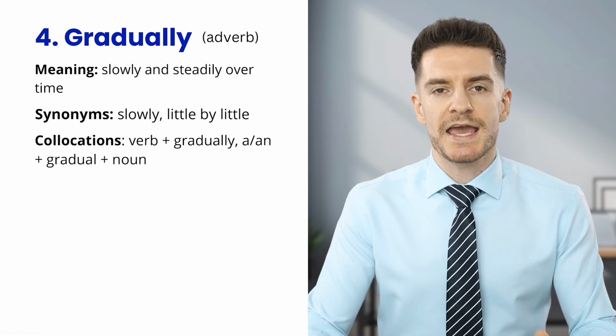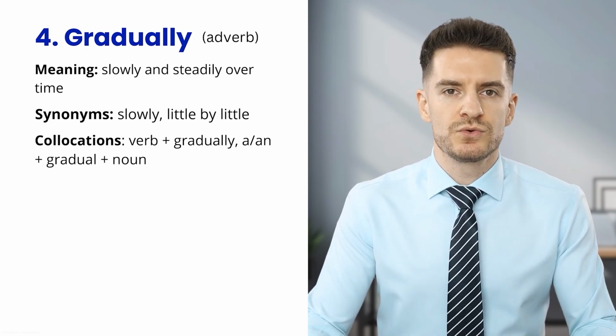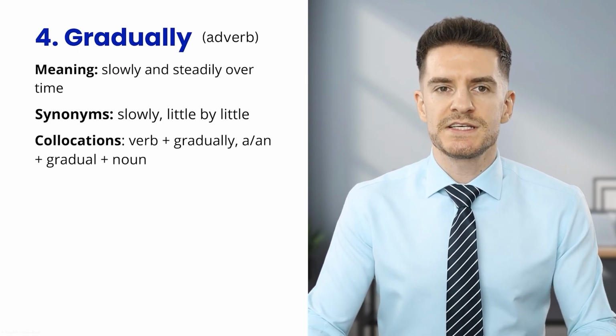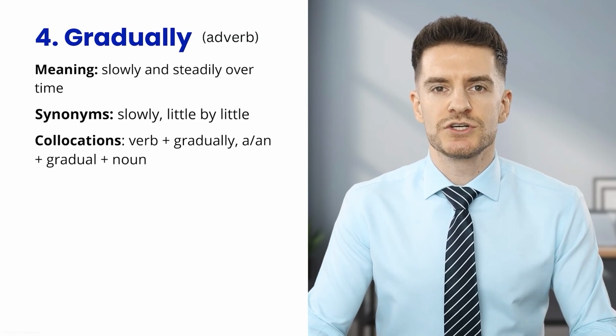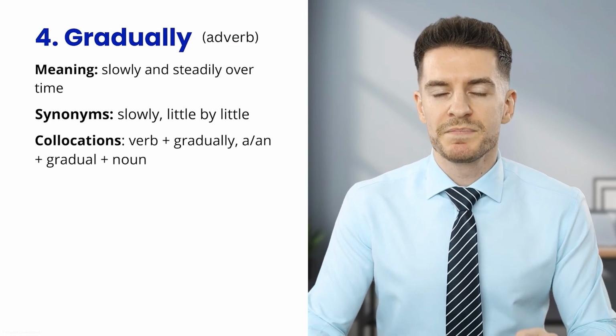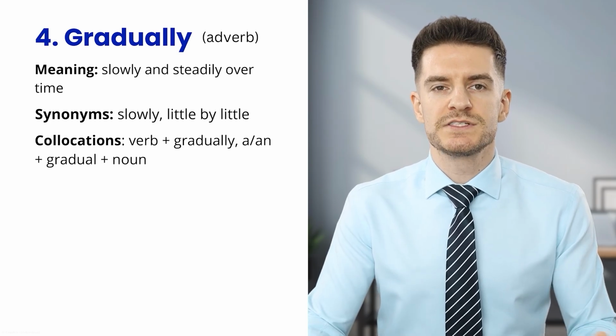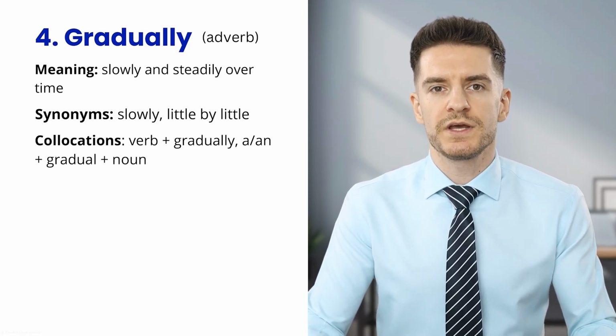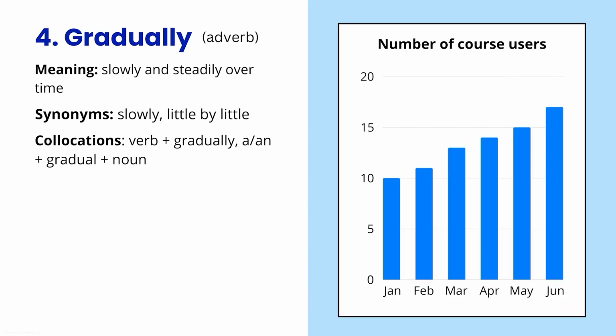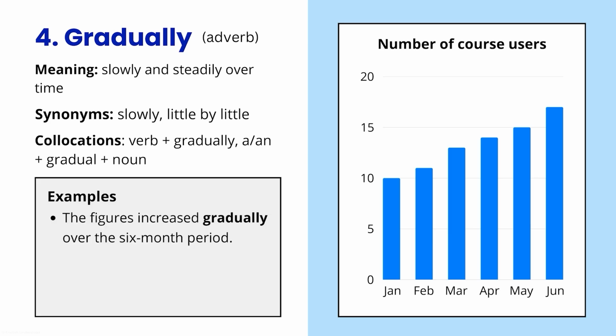You can say a or an plus gradual plus noun. So you can see here for this second collocation, we're not using ly because we're using gradual as a noun. So we could say something like a gradual increase. Now have a look at this chart on the right-hand side of the screen, and you'll see that the numbers, they slowly go up over time. There are no really big increases or big jumps. So this is where we could use gradually.